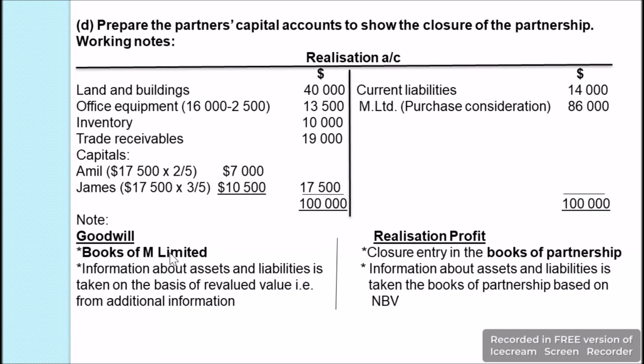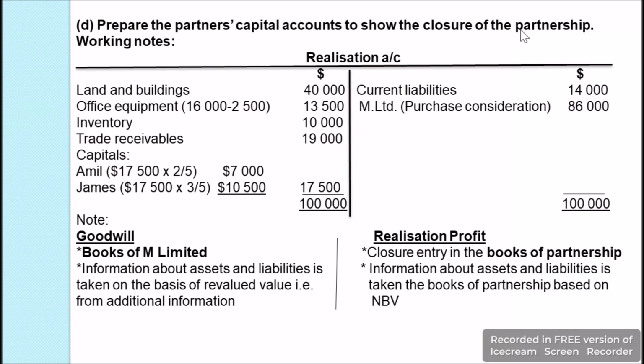And when they are purchasing the business, this will be purchased at a revalued value. Hence we have taken the value of assets and liabilities from the additional note. So the value taken here is the revalued value, not the net book value of the partnership firm. Whereas when we go for realization profit or realization account, this is the closure entry in the books of partnership.